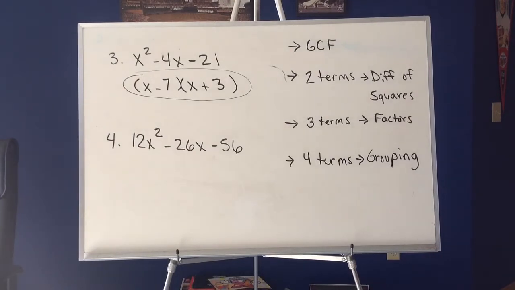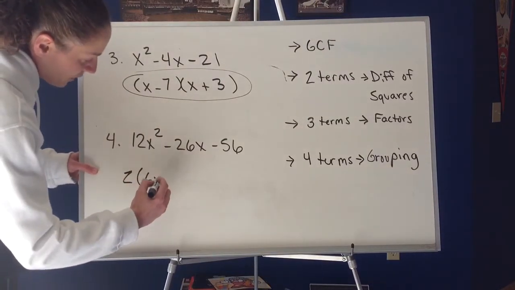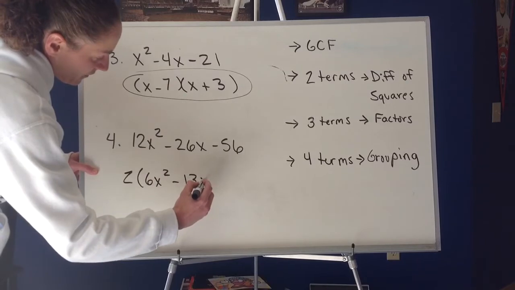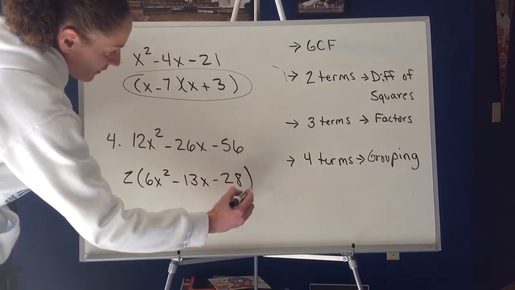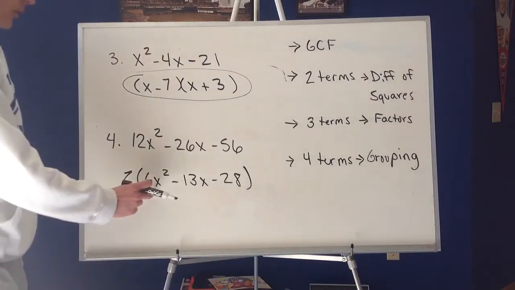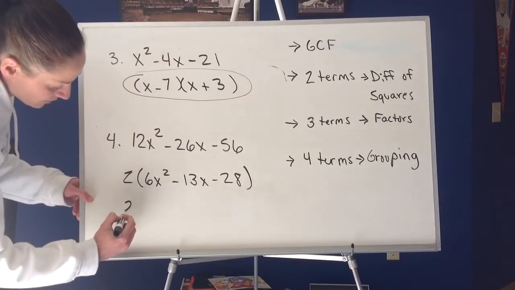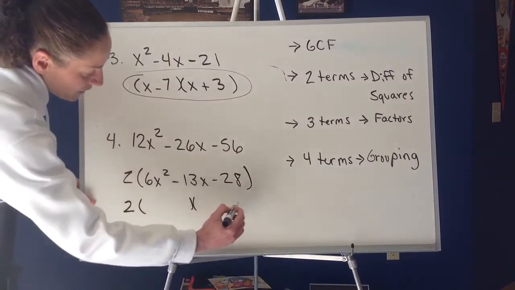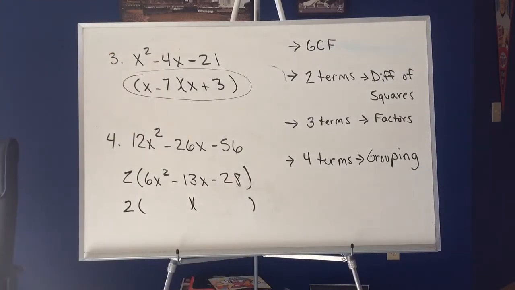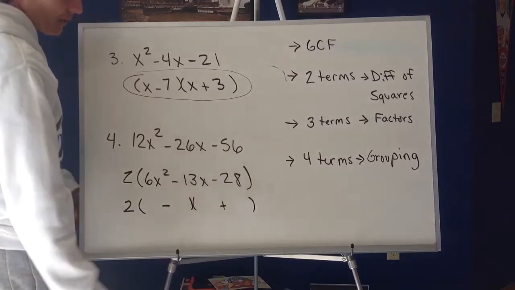Okay, if we look at 4, we do have a GCF. We want to make sure we take the 2 out. So if I take a 2 out, okay, we are then left with 6x squared minus 13x minus 28. Okay, what's in parentheses has 3 terms. 3 terms means we want to deal with the factors. So I would go ahead and do 2 sets of parentheses. I do know I'm going to have opposite signs because of the -28.